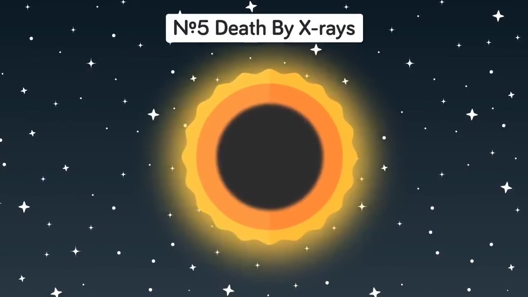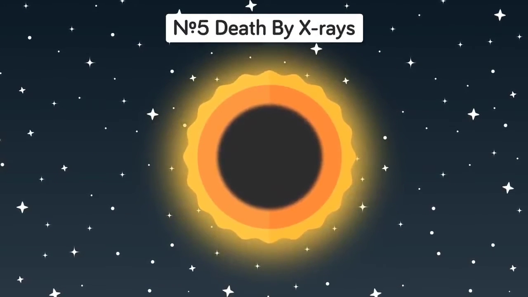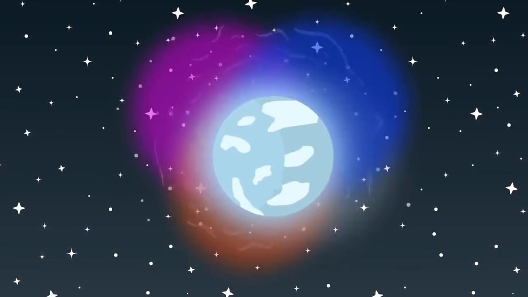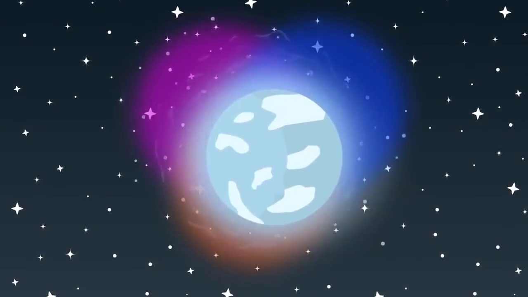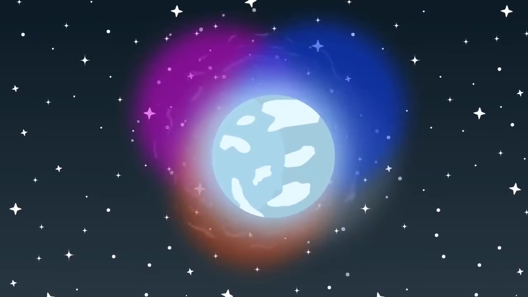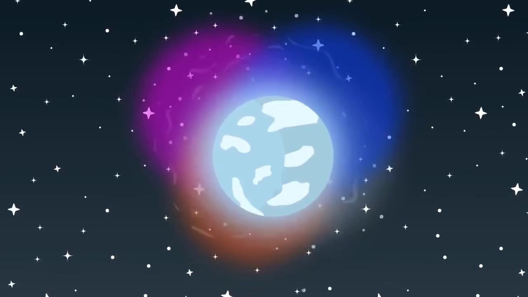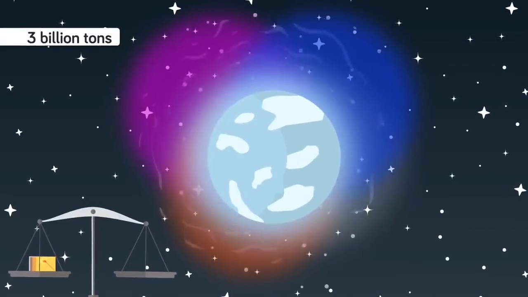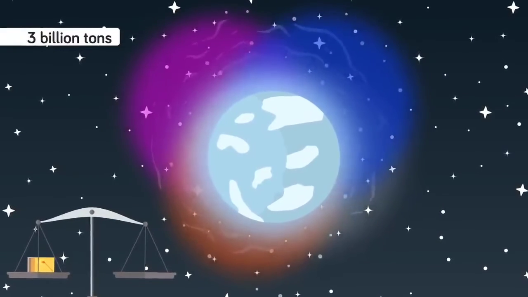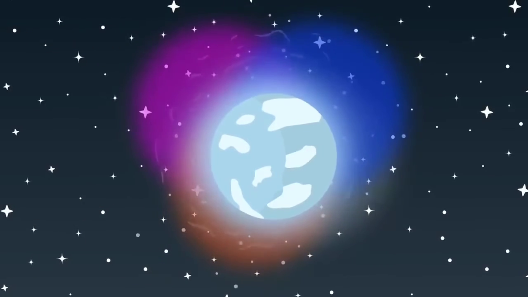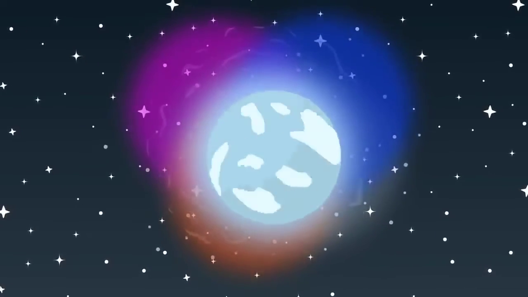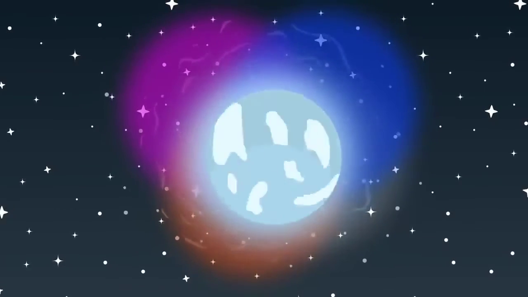5. Death by X-rays. When a star between 10 and 29 times the size of our Sun collapses, its core can become a neutron star, one of the densest objects in our universe. Neutron stars are so dense, in fact, that a matchbox-sized lump of material would weigh a staggering 3 billion tons. Their magnetic fields are also between 100 million to 1 quadrillion times as strong as the Earth's, and they can spin as fast as several hundred times per second.